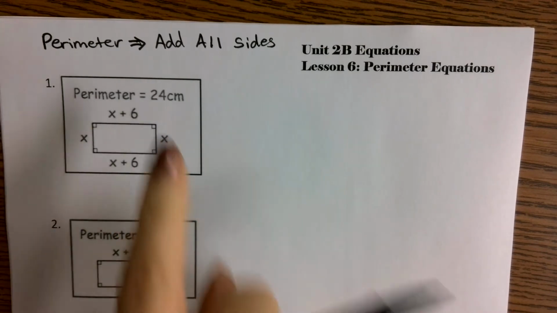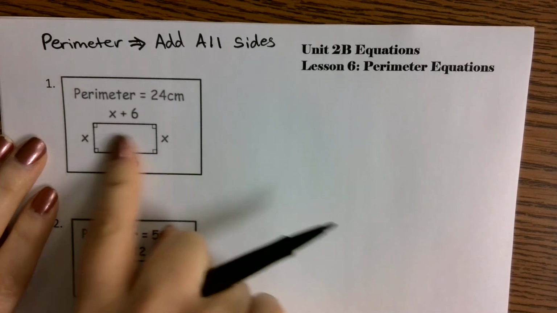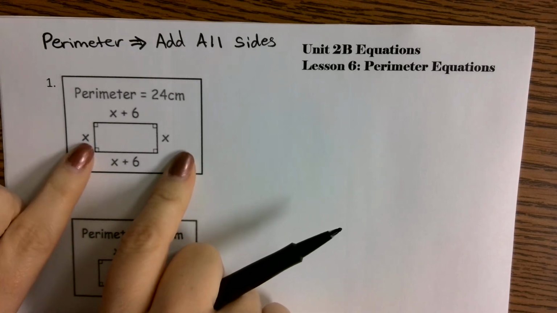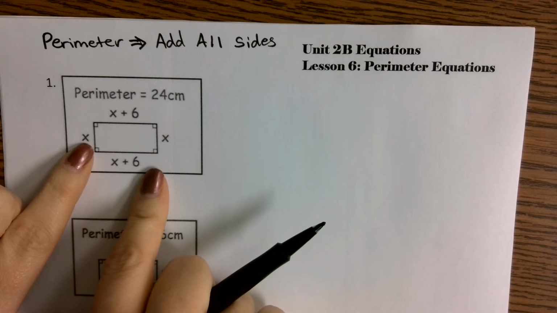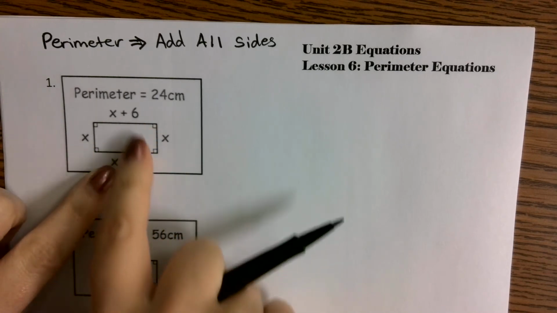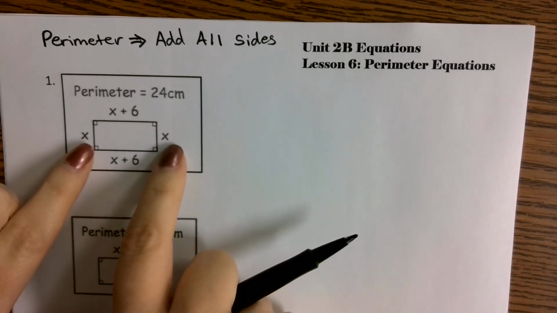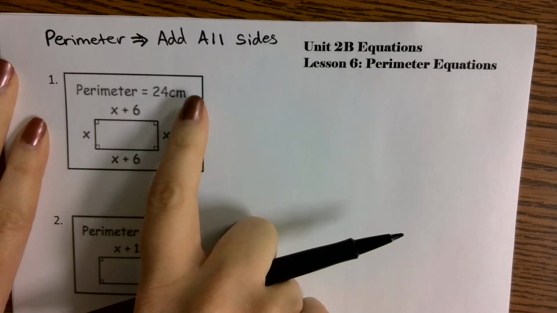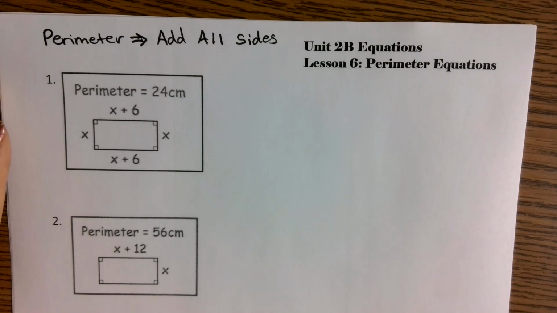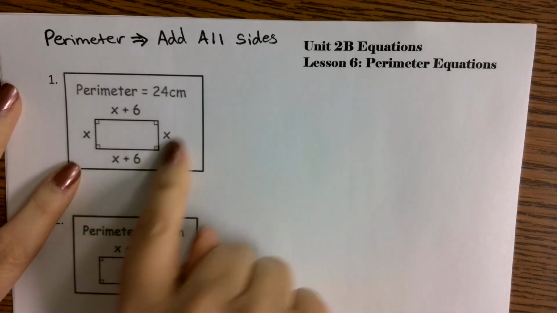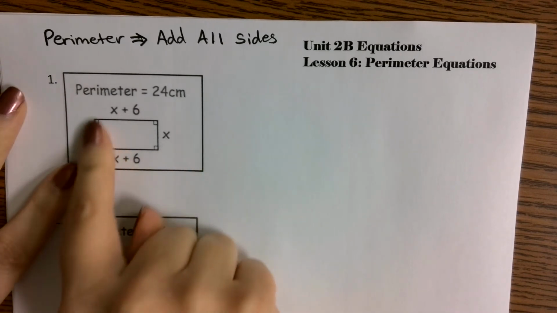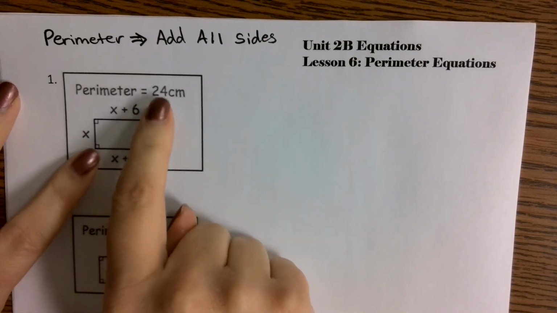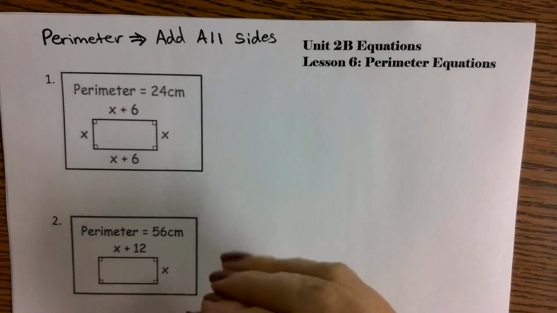So here we have a rectangle that has been drawn for us. The rectangle has measurements of x by x plus 6, right? Two of them are identical, the top and the bottom, and these two are identical, the left and the right side. And then we're told that the perimeter is equal to 24 centimeters. So last unit, all you had to do was find the expression where you were just simplifying what the perimeter would look like. This time you're actually solving for a value of x.